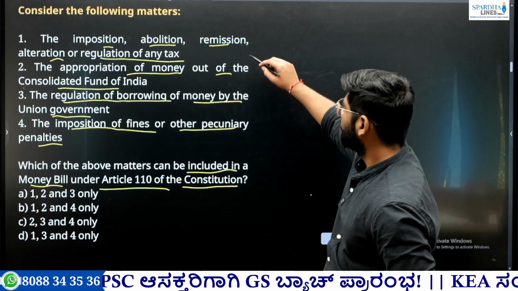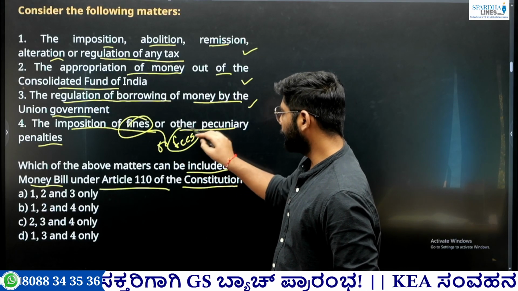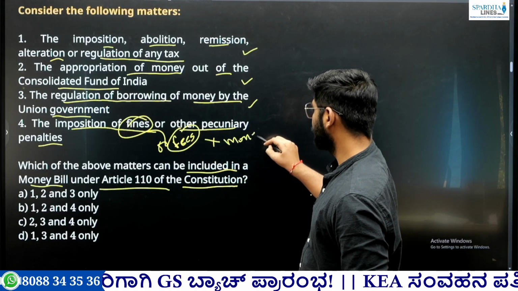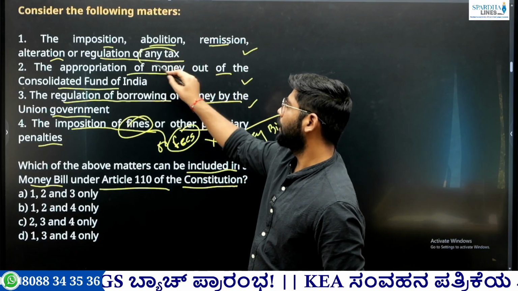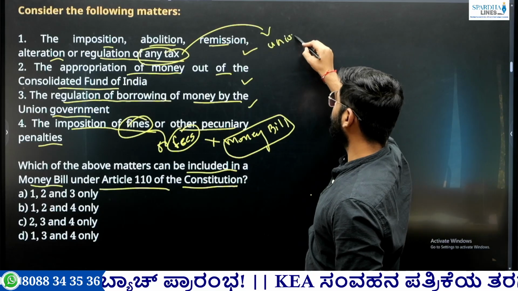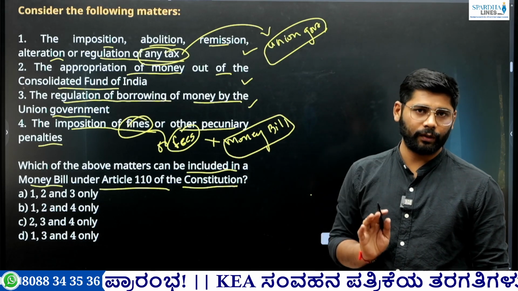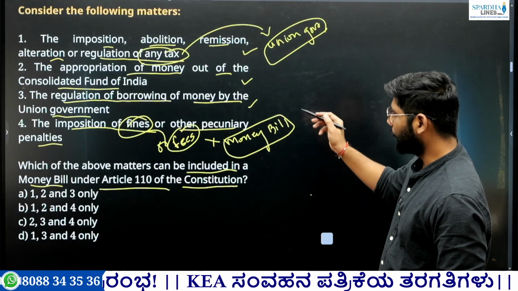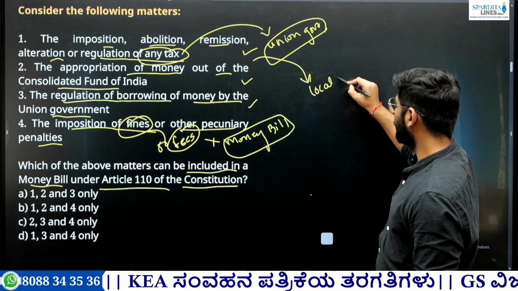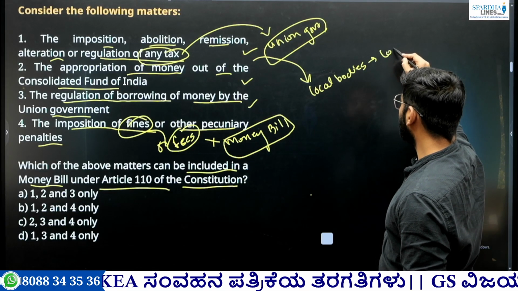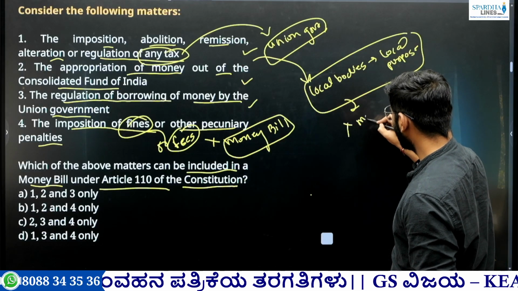Okay, so we know the first three are correct. When it comes to fines or fees, at that time the bill will not be considered a money bill. It will be considered a money bill only when it deals with the imposition, abolition, or regulation of any tax, and these taxes are imposed only by the Union government. So it deals with the imposition, abolition, remission, alteration, regulation of taxes of the Union government. Then only it will be considered a money bill. If the bill is talking about imposition, abolition, alteration, regulation of taxes imposed by the local bodies and for local purposes, then this bill will not be called a money bill.